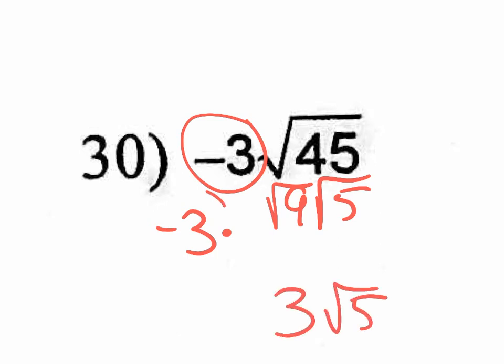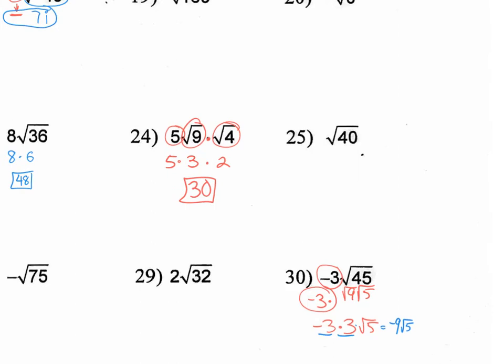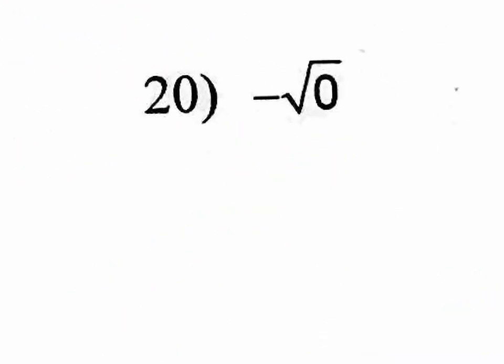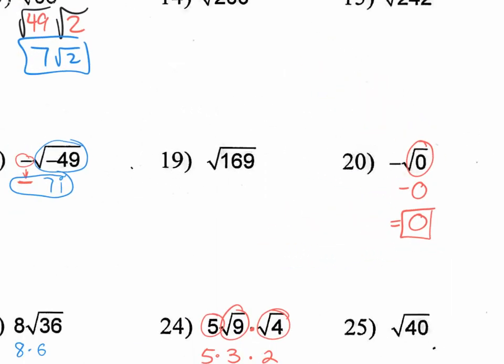Now let's not forget about this negative 3 out in the front that I need to multiply. So I really have negative 3 times negative 3 times the square root of 5. So the final answer is negative 9 square root of 5. Oh, and what about 20? Let's do 20 then. What's the square root of 0? 0. So this is just 0, and there's a negative sign. But what's negative 0? Still just 0.